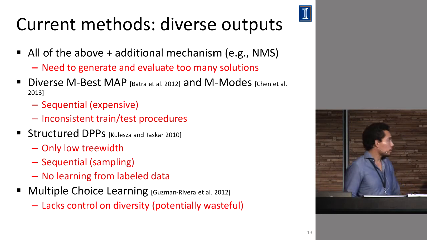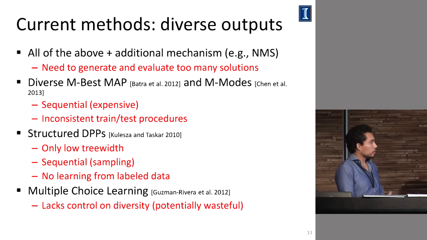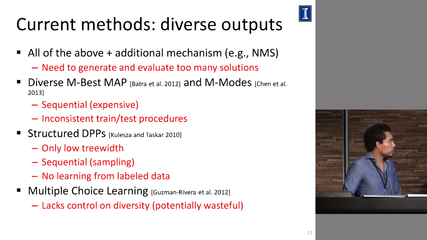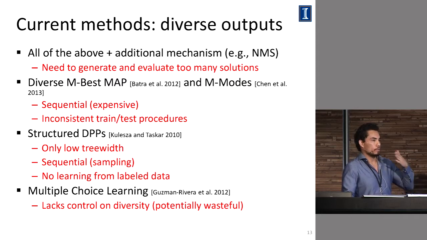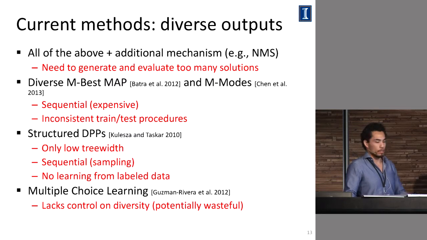In previous work called the diverse M-best MAP method, we showed how to do that a little more efficiently. However, that method is still sequential. So essentially, you produce the most likely solution, and then your second best solution, you penalize it for lack of diversity, using a linear term on a Hamming distance, say. And you do that sequentially with respect to all your previous solutions. Again, this is sequential and it's expensive, and train and test procedures are a little different.